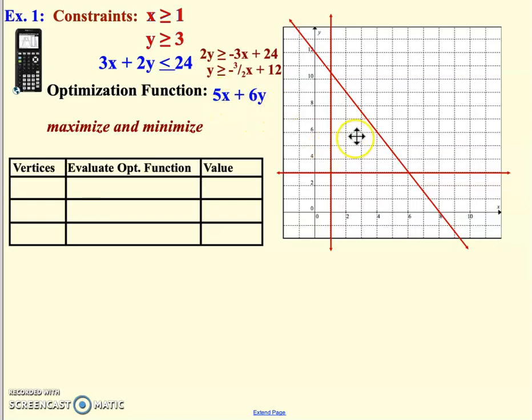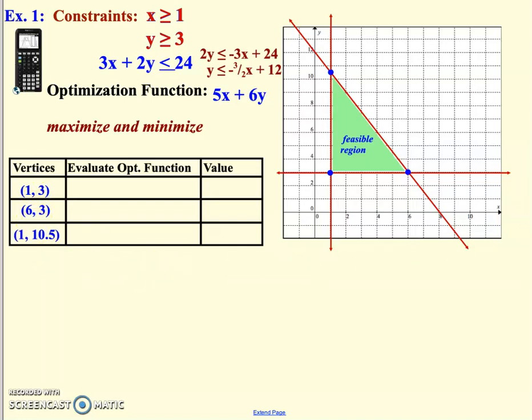In terms of shading, if I'm talking about where should I shade, I'm greater than 1, that's to the right. I'm greater than 3, that's up. And then less than, which is below. So greater than is above or to the right, less than is below. So that would imply that I would be in here and be my feasible region. Now vertices are, again, along the border of the shaded area where the intersections of your system are going to be. So as I work my way around, you'll see there's 1, 3, 6, 3, and 1, 10.5.